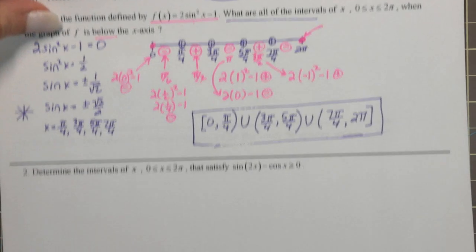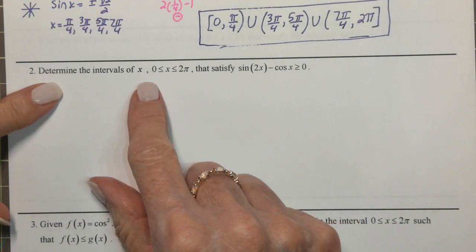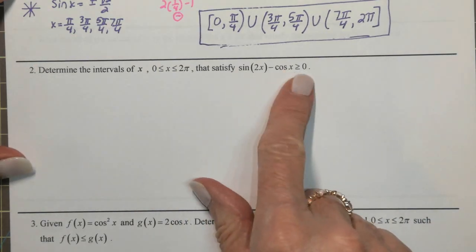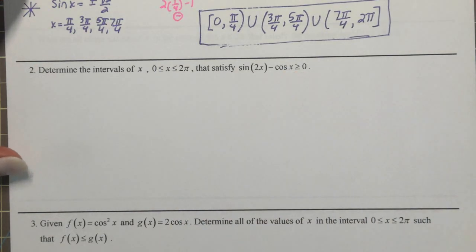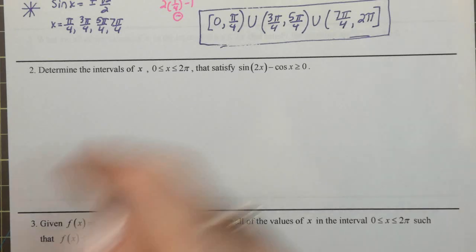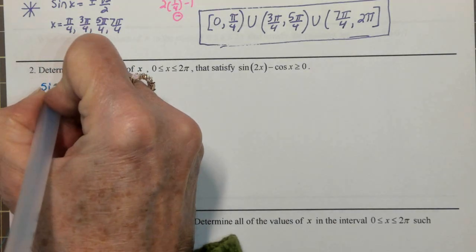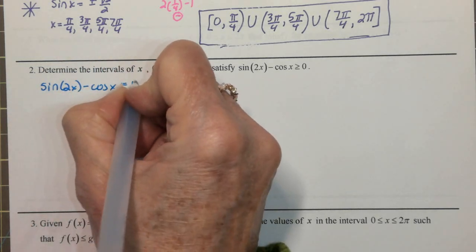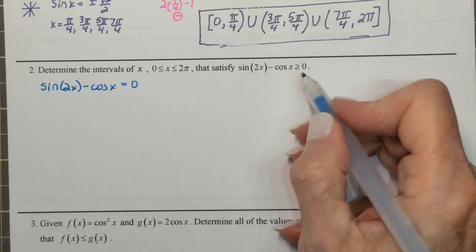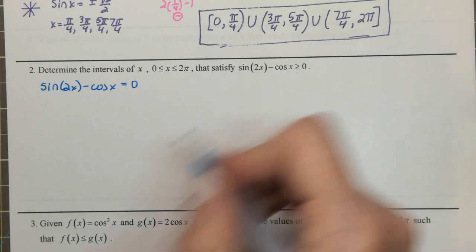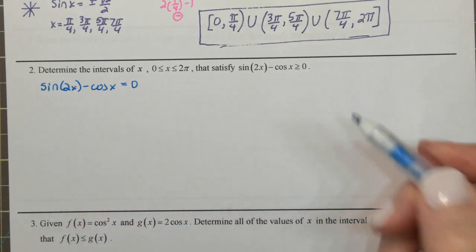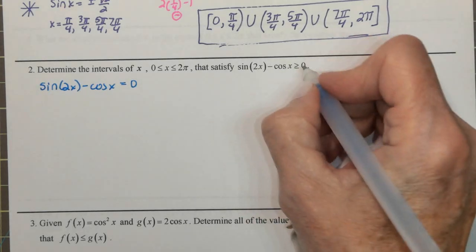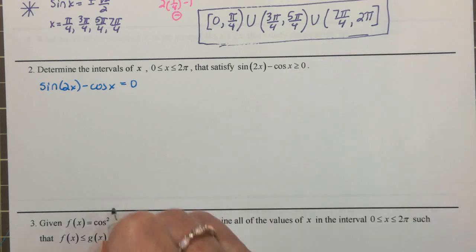Let's do another one. Determine all the intervals between 0 and 2 pi that satisfy this inequality. So once again, I am going to set it equal to 0 first. See where it is 0. This time we're going to include those, and then do a sign chart to see where it is greater than 0. So this time we're going to be keeping the positives because we want it to be greater than 0.